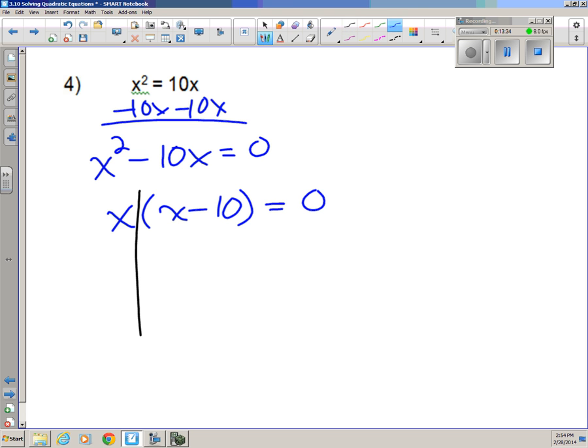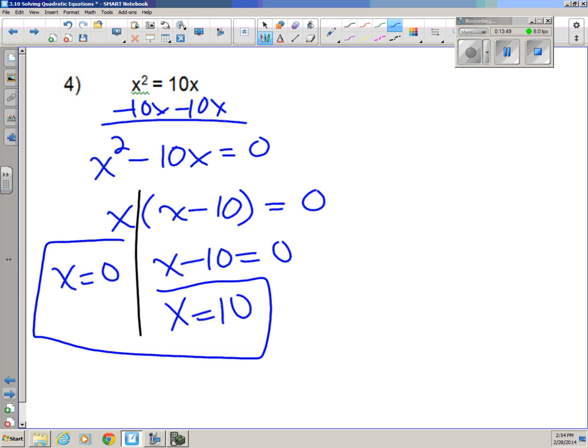Drop your wall. The first equation is just going to be the GCF, or the x, equal to 0. That happens to be your first solution. The second one is x minus 10 equal to 0. Add 10 to both sides, and you get positive 10.